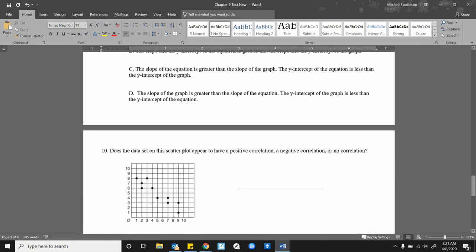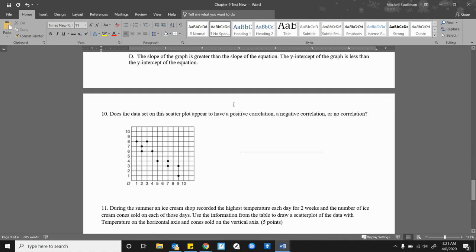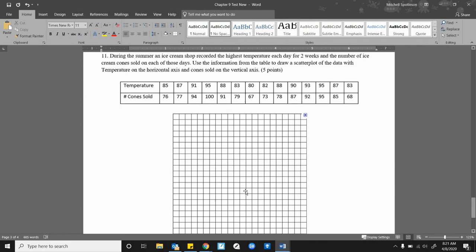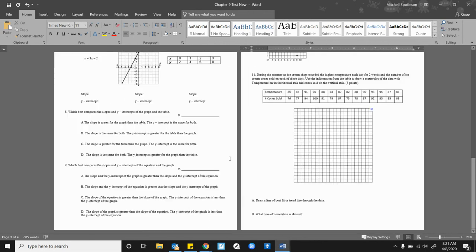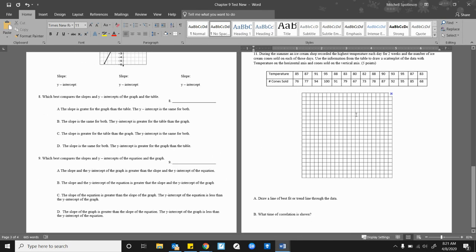Let's make sure you read well. This is telling me if it's a positive, a negative, or no correlation. And then here you have to make your own scatter plot and answer 2 questions.